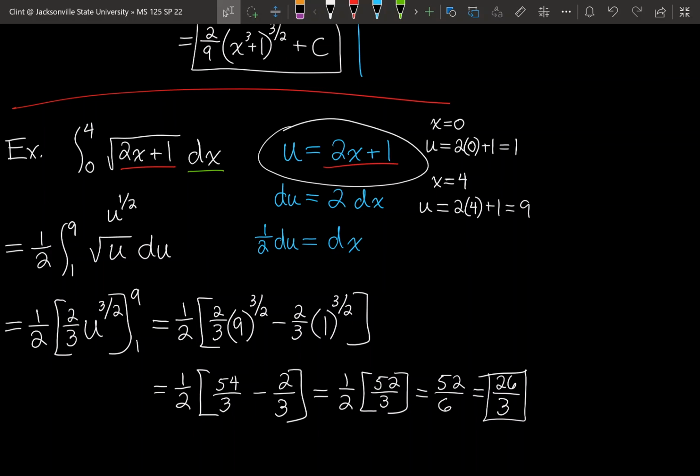Yeah. So once you get here, it's just like what we did with the definite integrals before, right? You just plug in the top number minus what you get when you plug in the bottom number, and then it's usually some kind of messy arithmetic, and we get some kind of ugly number, usually.